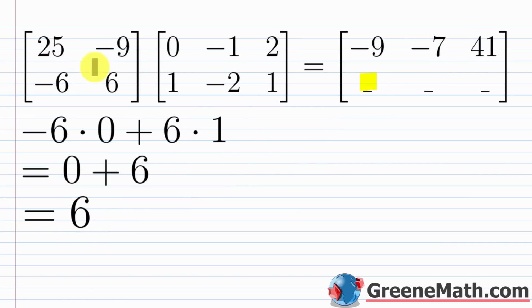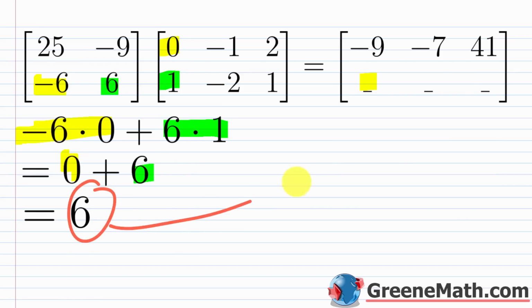Let's go to this position right here, which is row 2, column 1. So we're going to go through and do negative 6 times 0. So that's this right here. That's obviously going to be 0. Then let's do 6 times 1, and that's going to be 6. So 0 plus 6 is going to be 6. So this right here is going right there. So let's say that this is a 6.